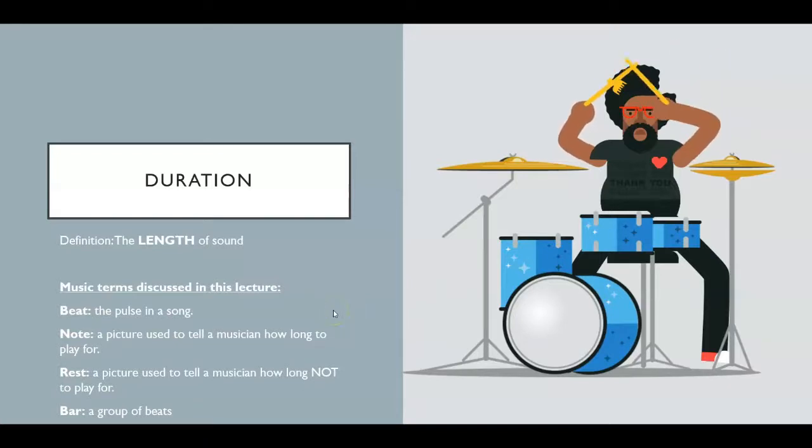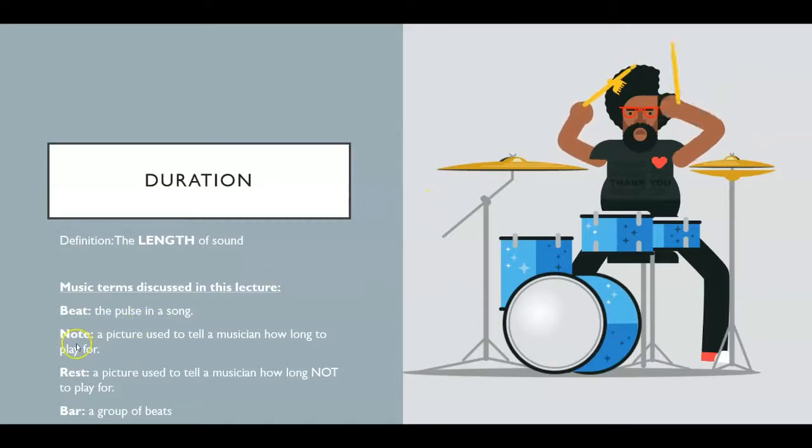Let's start off with beat. Beat is the pulse in a song. It's not something that a musician plays, but it's something that a musician uses to know how fast or slow to play. A beat is usually something that you tap your foot along to. Another way to think of a beat is this drummer over here is clicking their sticks together. 1, 2, 3, 4, 1, 2, 3, 4. They're basically telling a band, this is how fast the beat is, and we're going to use that to play the song.